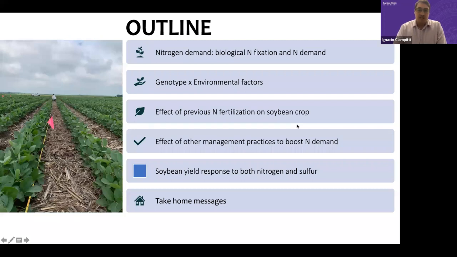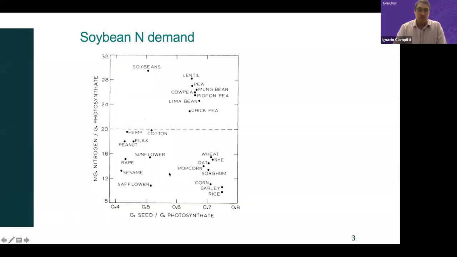So let's go ahead and start with the nitrogen demand. I would like to start from the basics, showing this figure. It relates the amount of nitrogen that the plant needs in different crops, in terms of grams of carbon that is fixed via photosynthesis, and then overall the grams of energy that we have in the seeds. And you will see that in terms of demand for nitrogen, soybean is by far one of the largest nitrogen demanding crops compared to the other crops that we usually grow in the US.